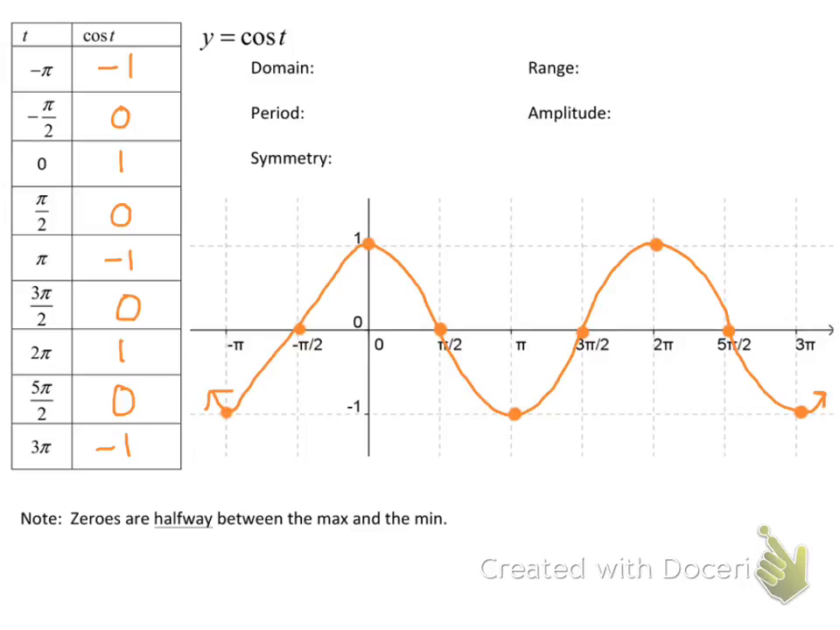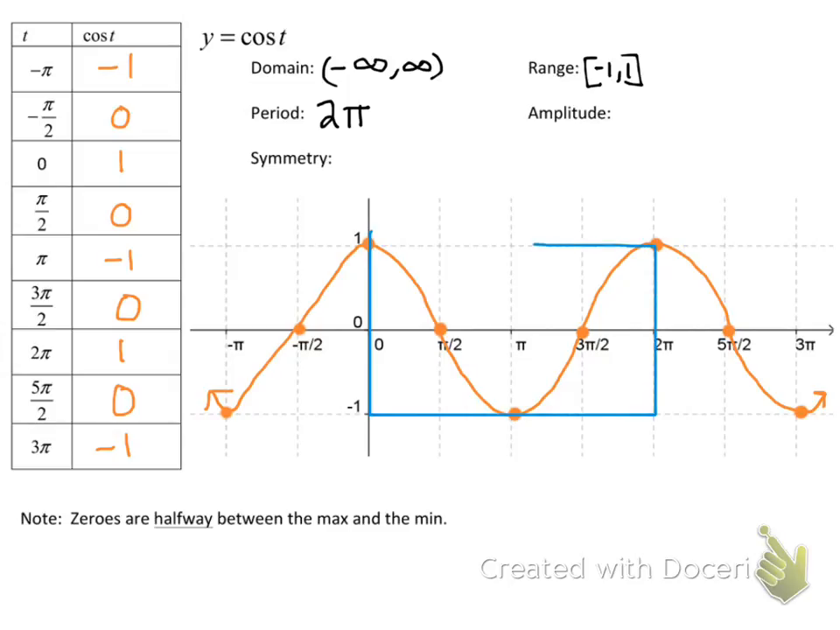Okay, so let's analyze the domain and range, which is the same as our sine function. The period in this case is also 2 pi. It's just going to look a little bit different. And we still start at our x-axis. And our period is at 2 pi. It's just where it starts back over looks slightly different than sine. Our amplitude is also 1.